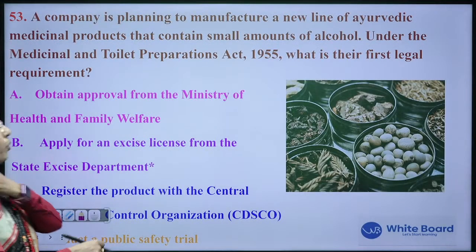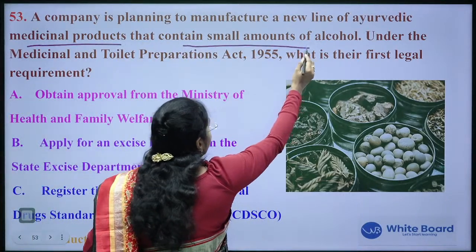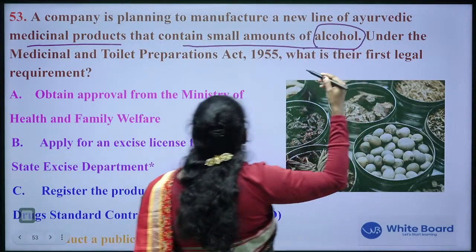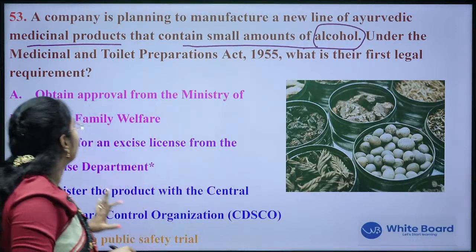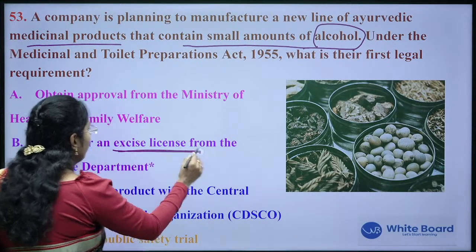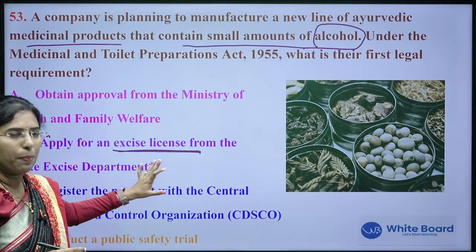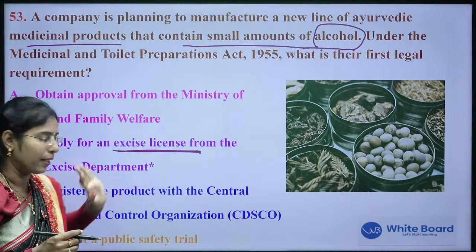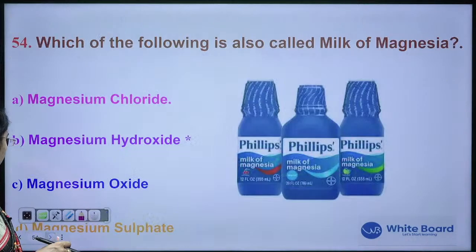Coming to the next question. A company is planning to manufacture a new line of Ayurvedic medicinal products that contain a small amount of alcohol. Under the Medicinal and Toilet Preparations Act 1955, what is their first legal requirement? They have to apply for the excise license from the state excise department. This is a direct question. They have to apply for it because the product contains a small amount of alcohol. So option B is the correct answer for this one.